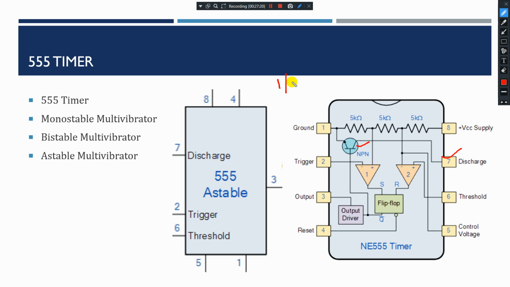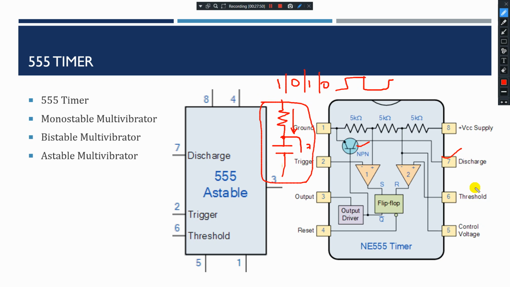It should be 1, then it should be 0, then it should be 1, and then it should be 0. Because we are using an RC constant combination, once I charge the capacitor, the output goes high. When the capacitor starts discharging by using pin number 7, then your output should go to 0. This combination I'll show you, how we are exactly connecting your pin number 6 and pin number 7.